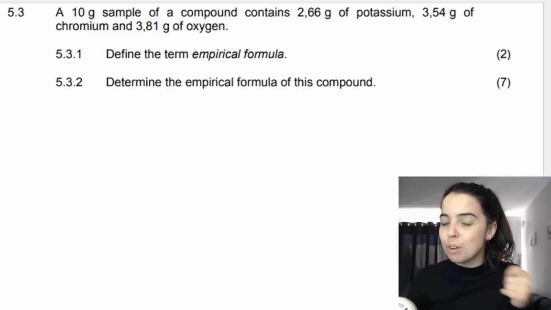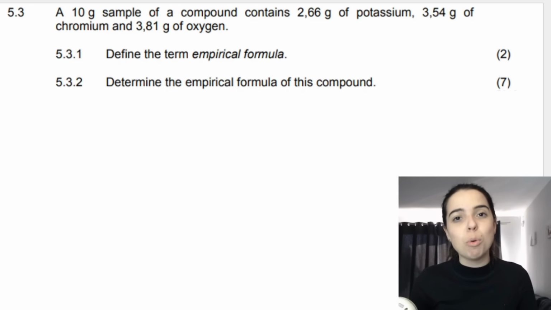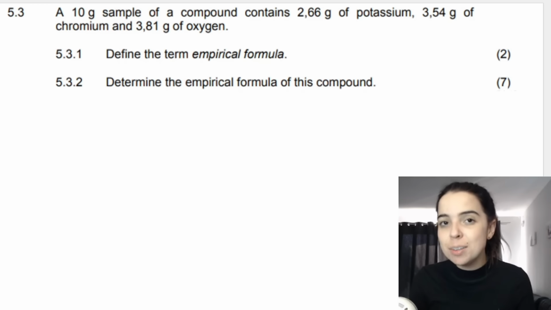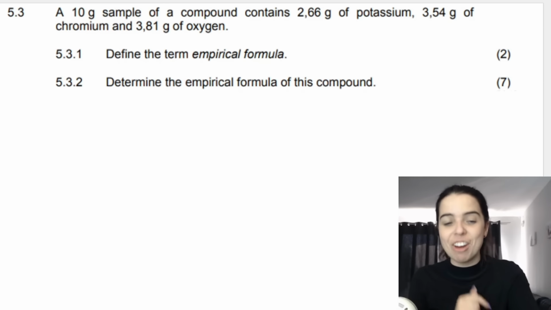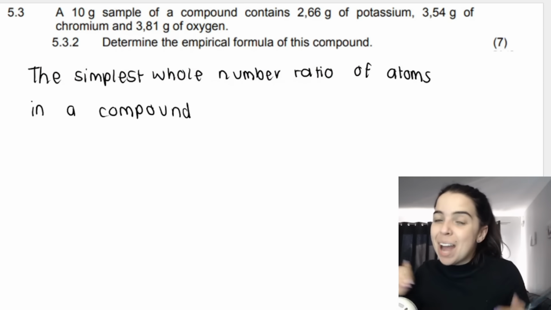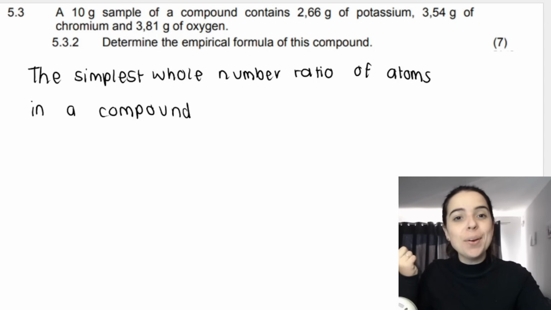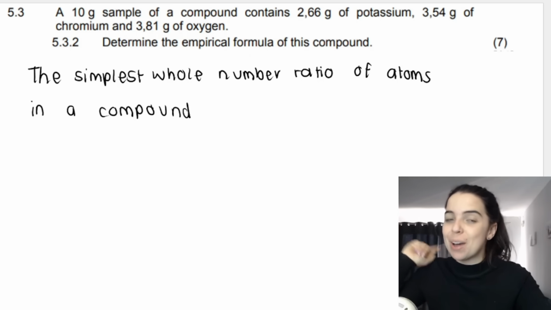I hope this is ringing some bells. So empirical formula is the simplest whole number ratio of atoms within a compound. Let me write that for you. If you need a recap on empirical formula versus molecular formula, click the links in my description below, but there's the definition. Let's work out the empirical formula of this compound.